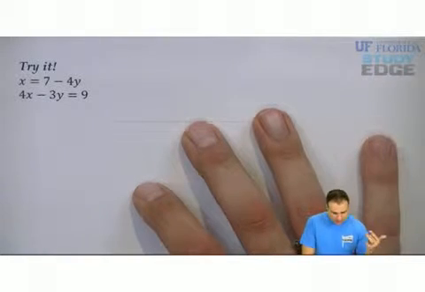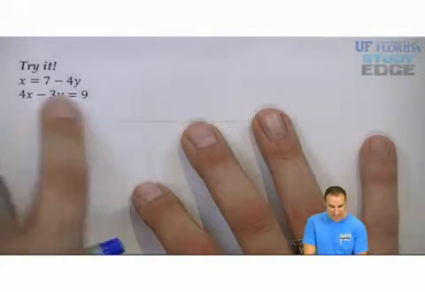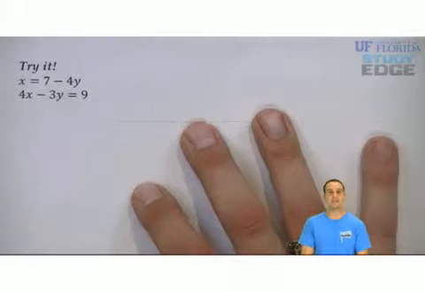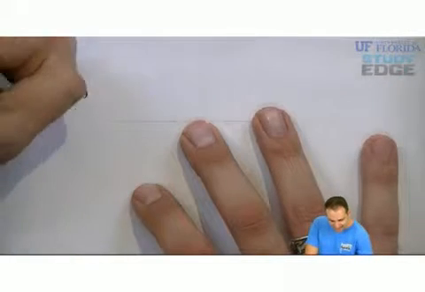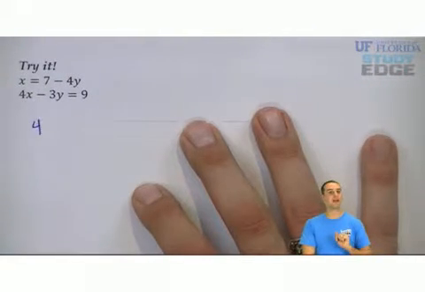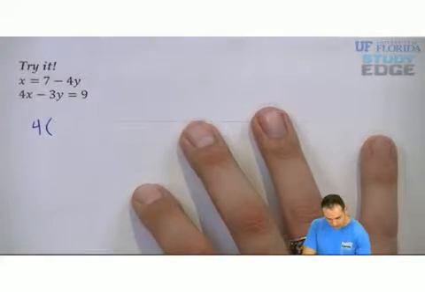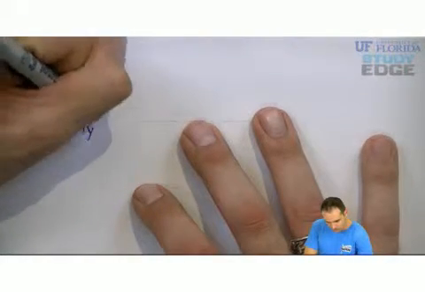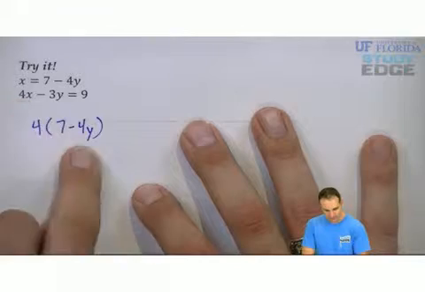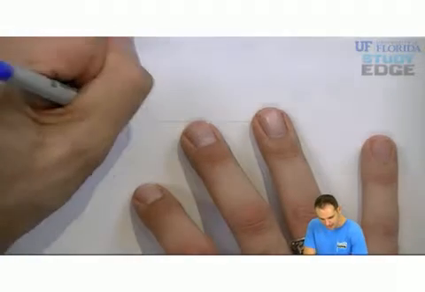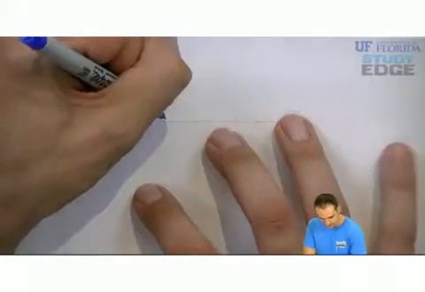This question started off very nicely. They already have the equation solved for x equals. So automatically I can substitute into the other equation for x. X is equal to 7 minus 4y, in 4x minus 3y equals 9.